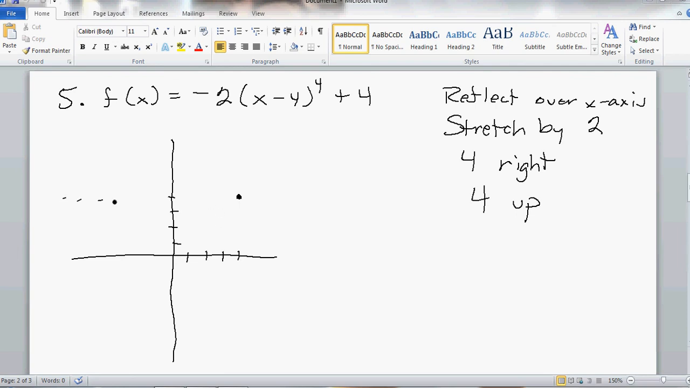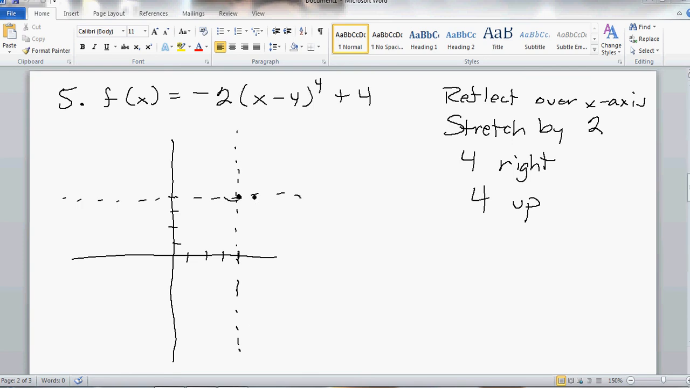And so what I'm going to do is create a new set of axes. I realize I haven't done this a whole lot, but it really does make sense. I've got a whole set of axes, and let's look at what happens in general. The reflection over the x-axis, rather than going like this, is going to go more inverted. Stretching by 2 means it's going to be even further stretched than what it was. The 4 right and the 4 up have already been taken care of because I have my new set of axes.